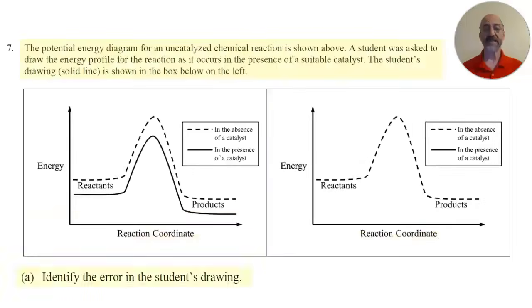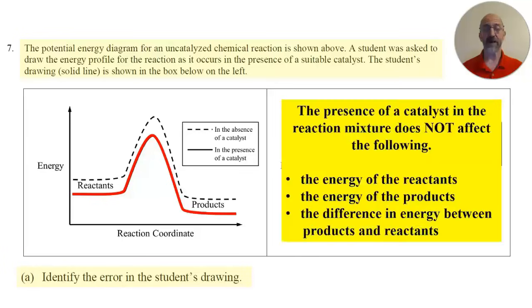So what the student did is they drew a line in which everything is lowered. Not only has the activation energy for the reaction been lowered, but they also lowered the energy of the reactants, and they lowered the energy of the products. In part A of this question, it says, identify the error in the student's drawing. The presence of a catalyst in the reaction mixture does not affect the energy of the reactants, it does not affect the energy of the products, and it does not affect the difference in energy between the products and the reactants.